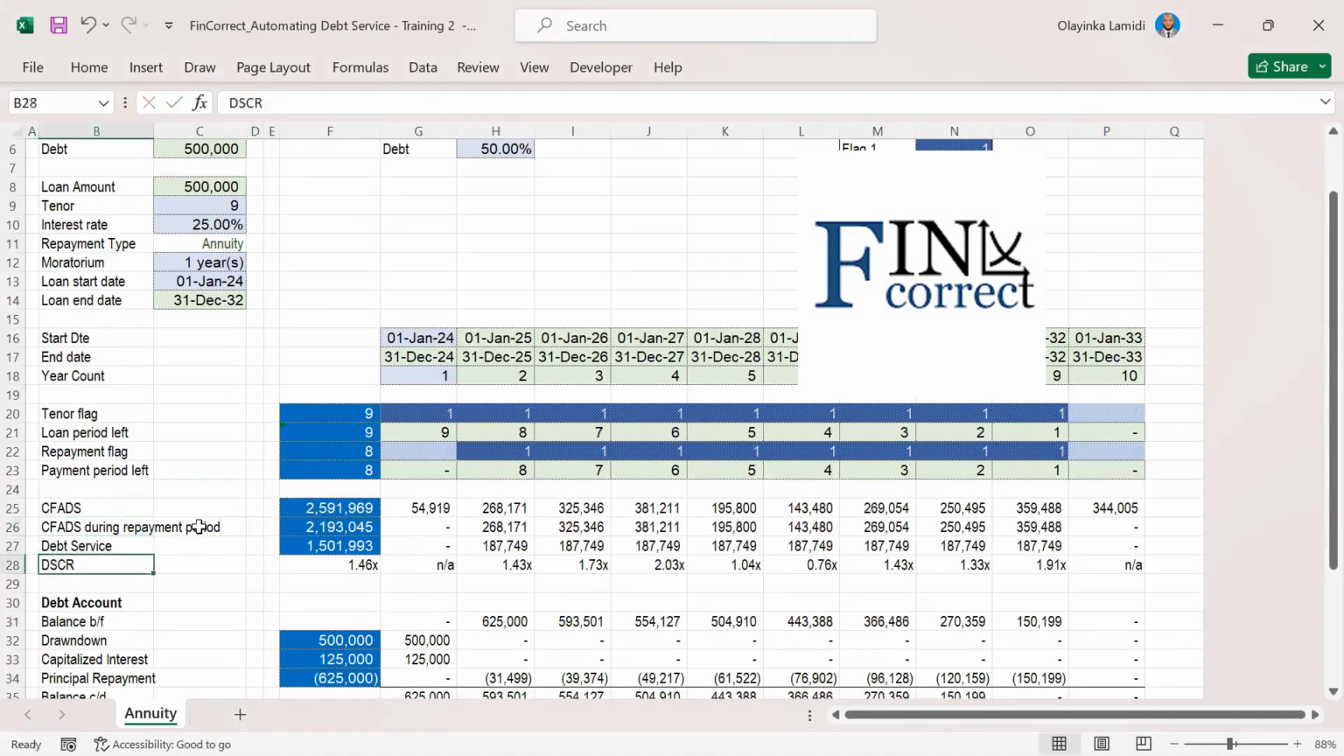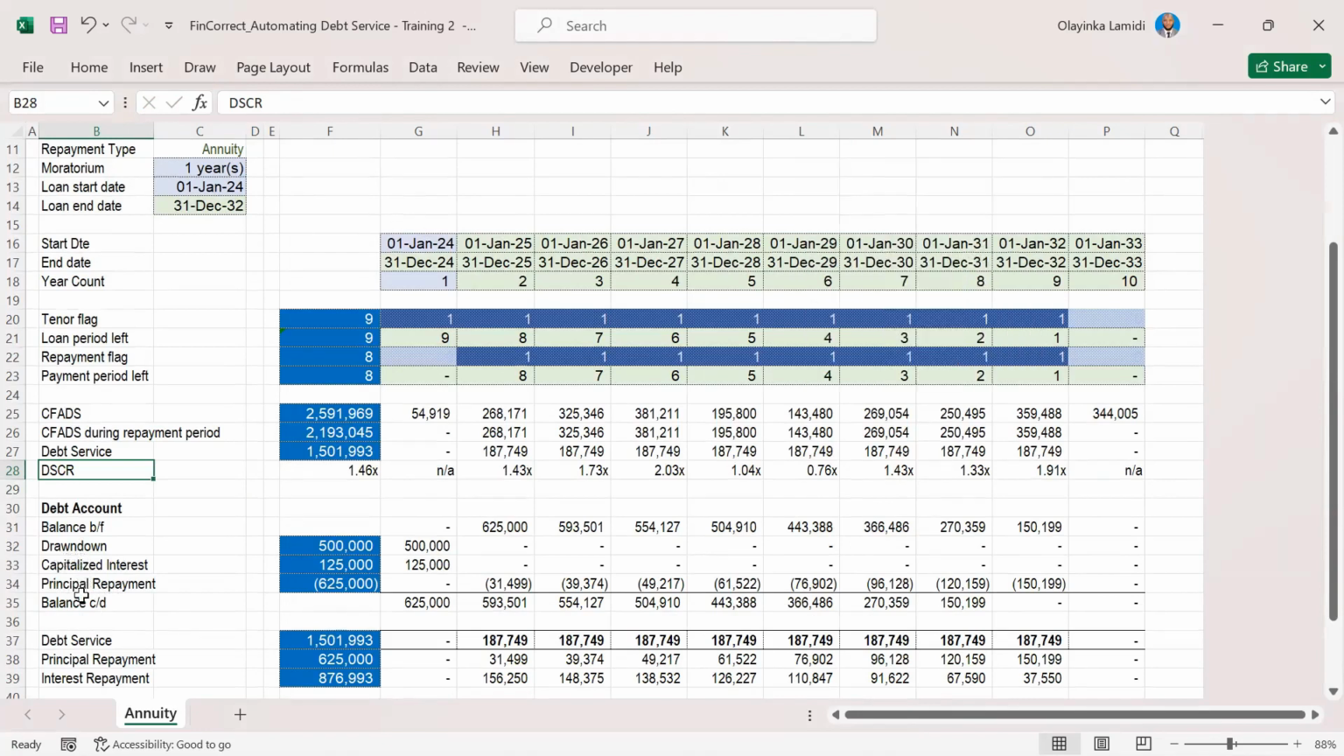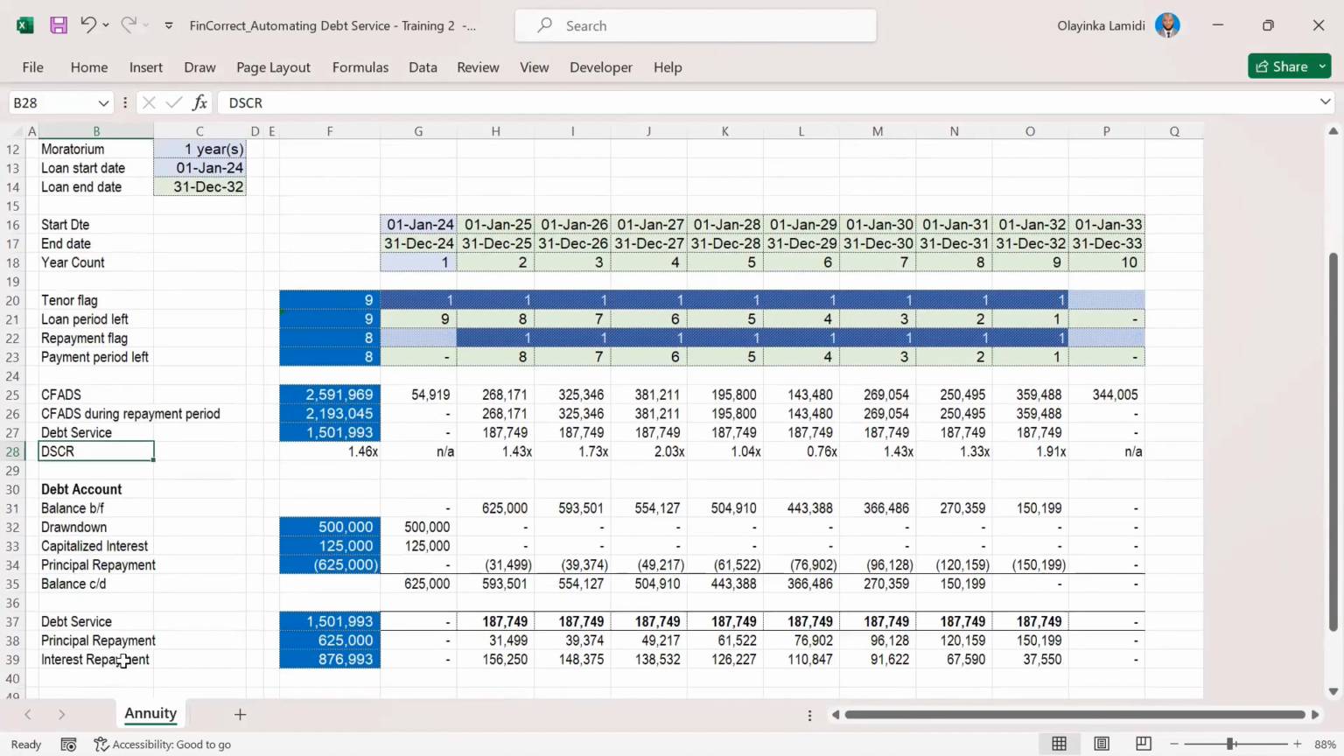So we have the debt service here, and we have the DSCR, which is the debt service coverage ratio. We have the debt account as well, which we did in our previous video. We have the opening balance of the loan and closing balance of the loan, the repayment amount, the loan that was drawn down, as well as the capitalized interest. We have the debt service as well, with the principal amount and the interest amount.